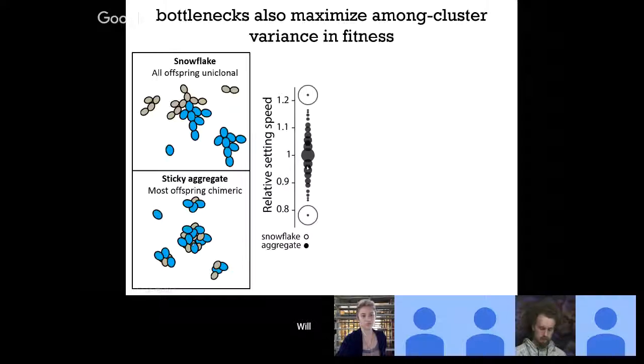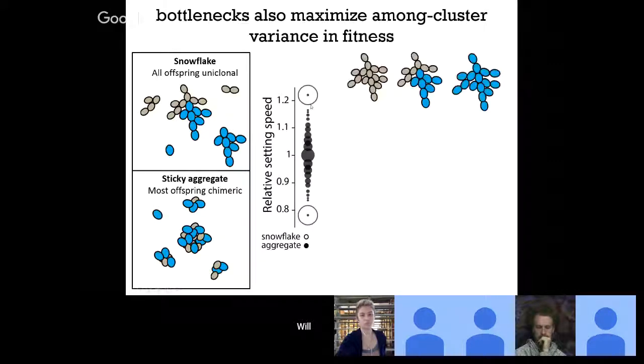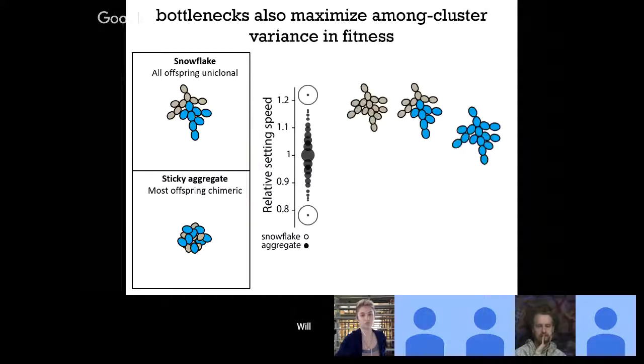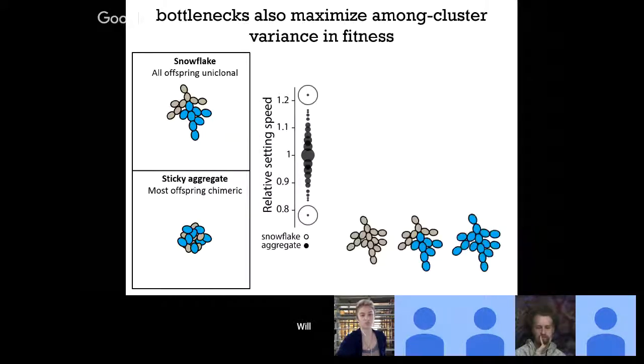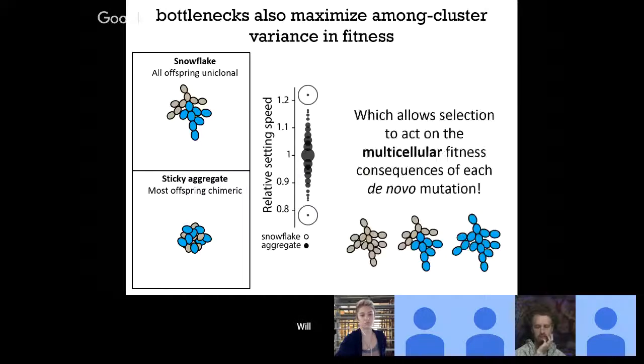For the aggregate group, most of the offspring you get have a 50-50 ratio, and you see very diminishing numbers of ways in which you can get propagules which give you biased genotype ratios, such that they're mostly large-celled or mostly small-celled. That's what these small filled circles represent. The filled circles are this sort of aggregative life cycle. So one of the nice things here, right, is that you can immediately see that snowflake yeast, this simple body plan, maximizes the among cluster variance in fitness, such that you have things which settle very quickly or very slowly, and so selection can act on those multicellular fitness consequences.